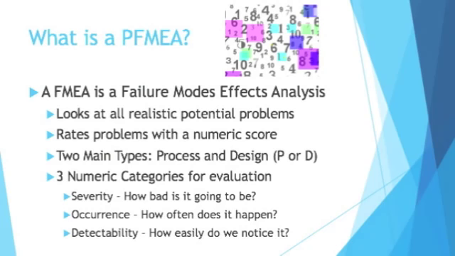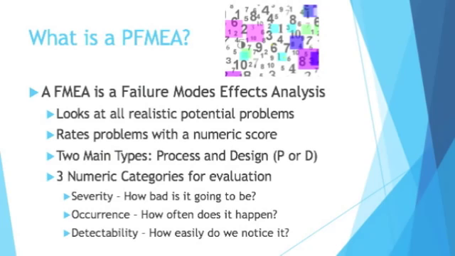A PFMEA is a type of FMEA, and an FMEA is a failure modes effects analysis. They're also known as FEMA sometimes, even though they're not spelled that way. So an FMEA looks at all realistic potential problems that can occur. It then rates these problems with a numeric score. So all your realistic potential problems are your failure modes. And then how bad they can be will be the effects of that. And there's a few criteria you look at.